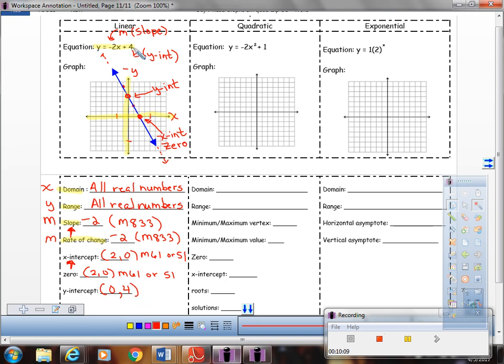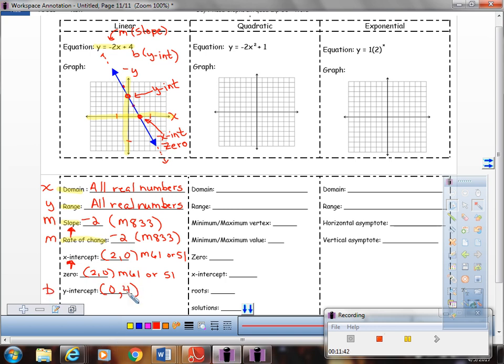Now, the b in the formula, if you go straight to this number that they add or subtract, that's your y-intercept too. Now, they just write it as 4. But it is a point, so you want to write it as 0, 4. But let's put a b right here so you remember that it is your b.